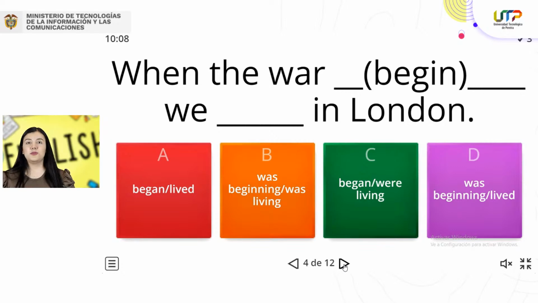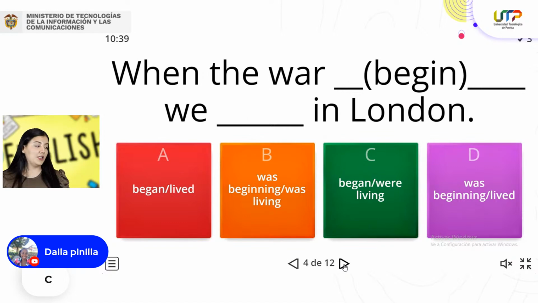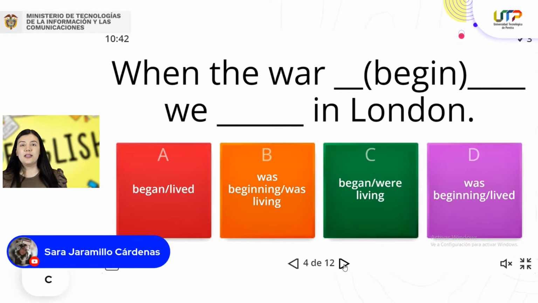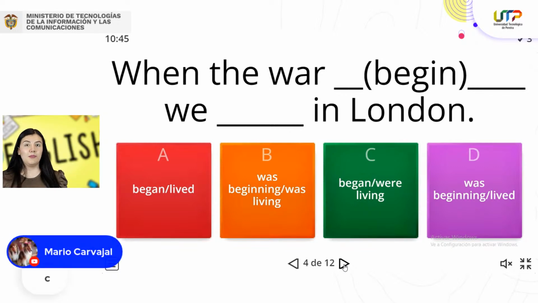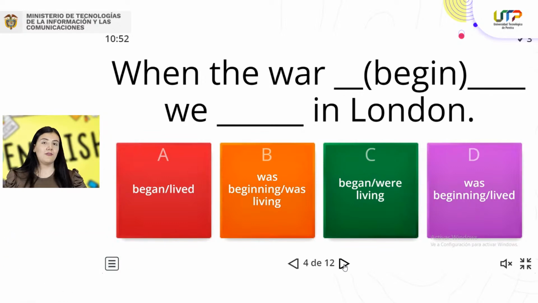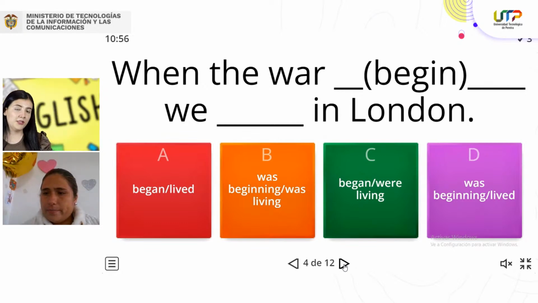Let's see option A. Option A is began / lived. Option B was beginning / was living. Option C, began / were living, and option D was beginning / lived. What do you think is the correct option in this case? Remember that if we got an interruption, it should be in simple past, and the other action has to be in past continuous. Teacher Jacqueline, do we have any participation comment in the chat in this moment? Yes, we do.